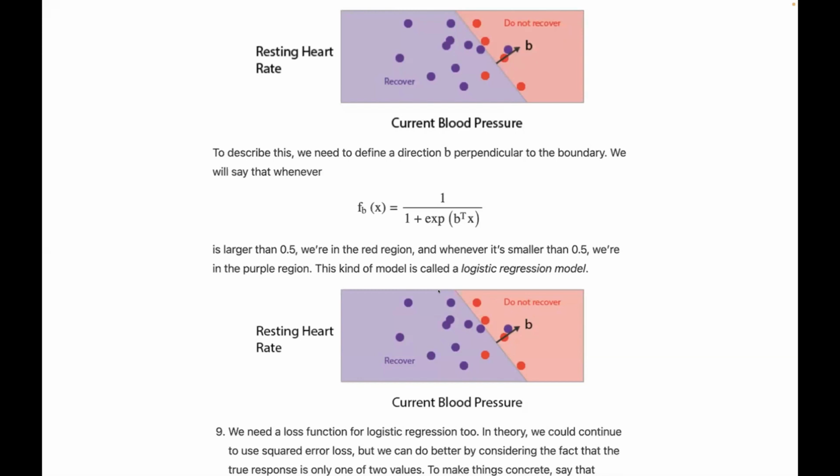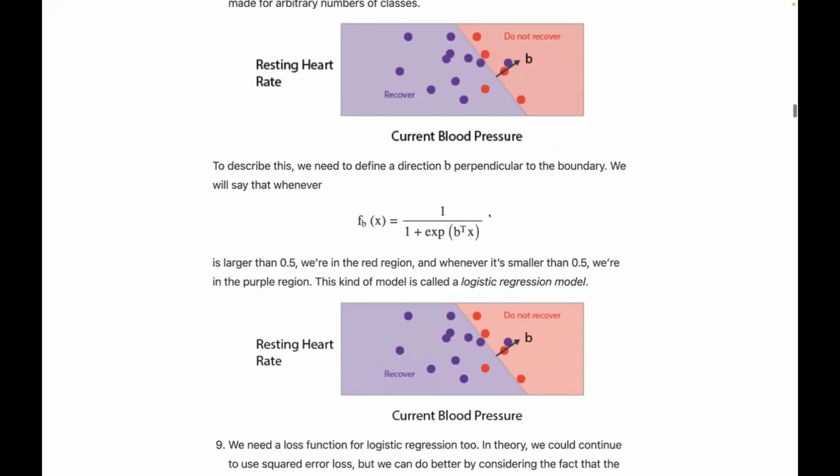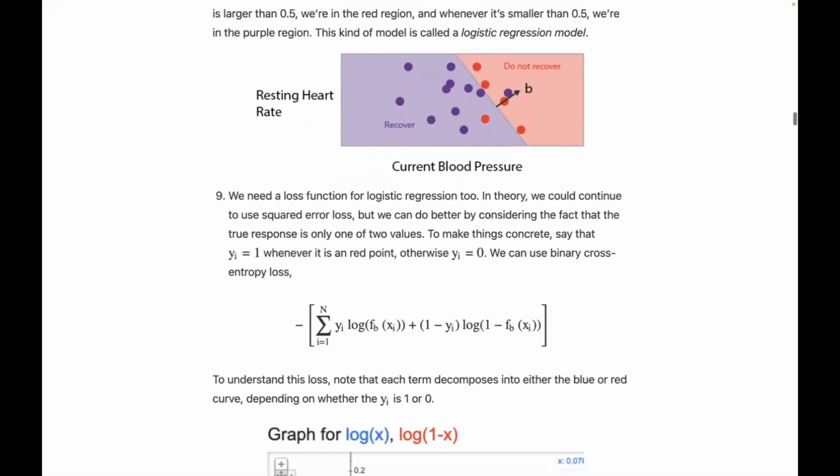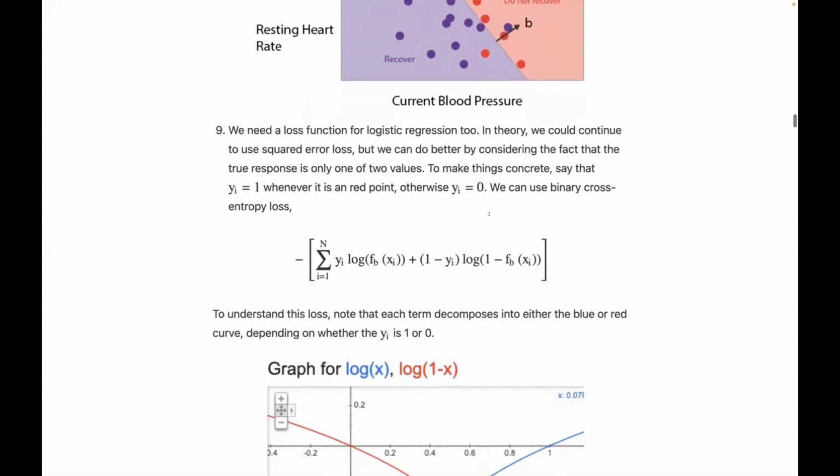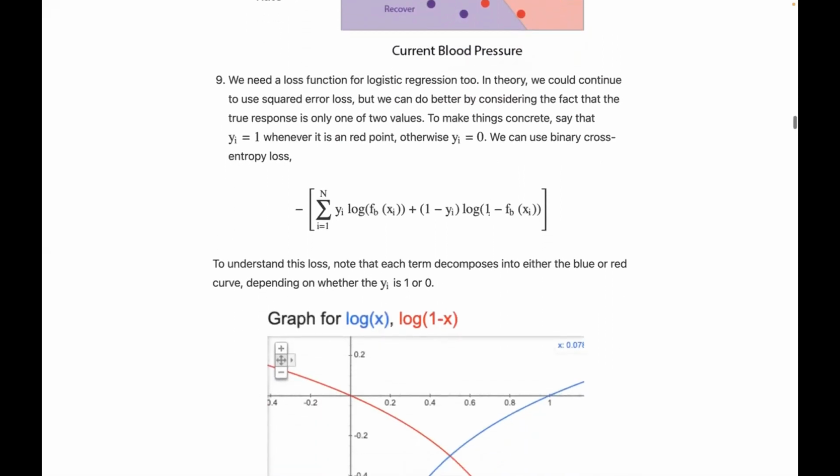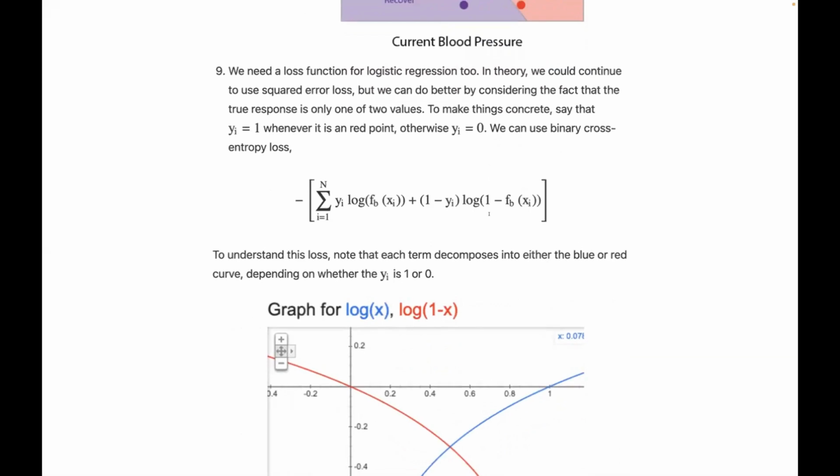So the probability, you shouldn't be thinking of the scaling as the same everywhere, right? So you kind of need a different loss function. Okay, and here's the loss function for logistic regression.